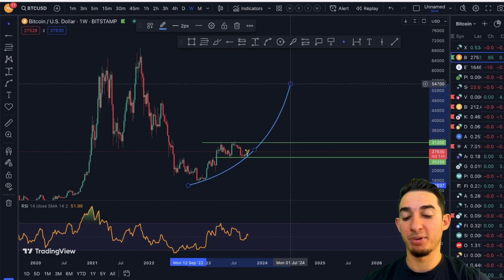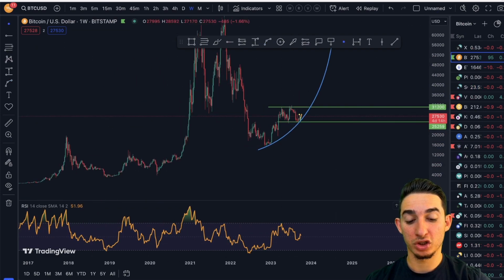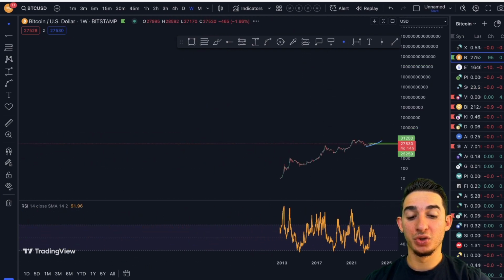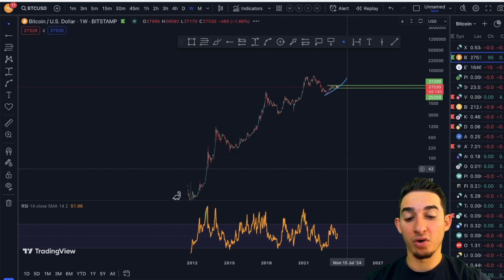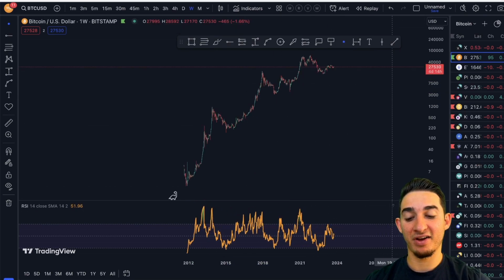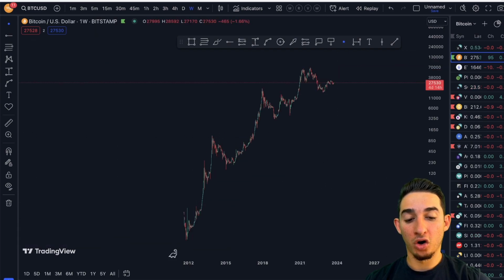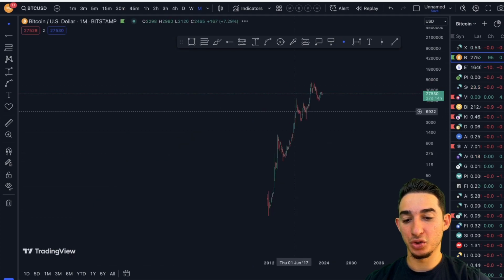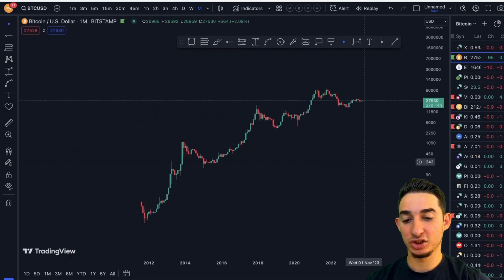I like to draw parabolic lines right here, especially on the log chart. So if I open the logarithmic chart and zoom out, you can see that overall Bitcoin is looking pretty, pretty good. Look at that. If you have a look at Bitcoin on the log chart, on the monthly time frame, because it's better, you guys can see it's just looking pretty good.